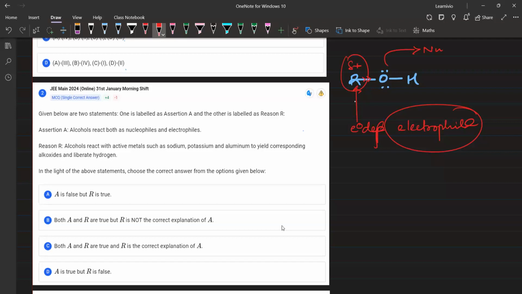Fine. So that's the reason it can act both as a nucleophile as well as electrophile. But the reason is not giving you the correct explanation for the assertion; they are not related at all. So option B is correct: both assertion and reason are true, but the reason is not the correct explanation of the assertion. Still moving on.